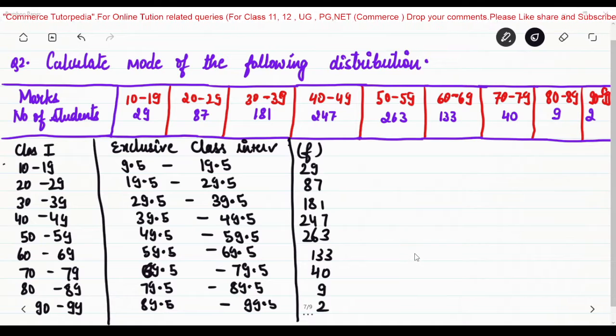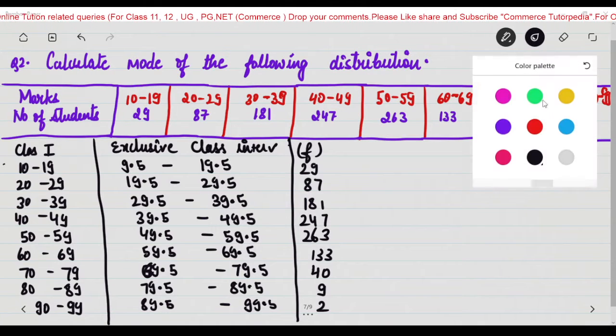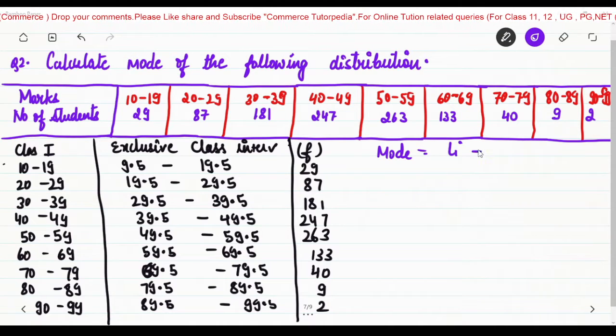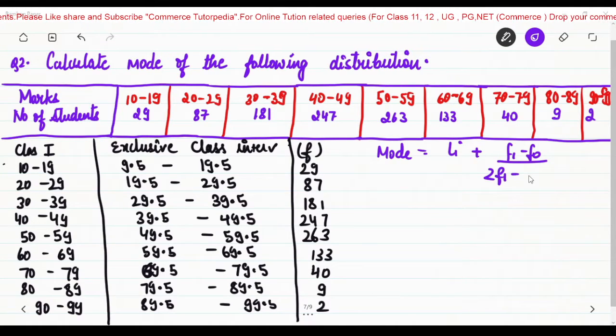Then let us first see how to calculate mode in the continuous series. Let us write down the required formula first. The formula required to calculate mode in the continuous series is: mode equals L1 plus (F1 minus F0) upon (2F1 minus F0 minus F2) into I.